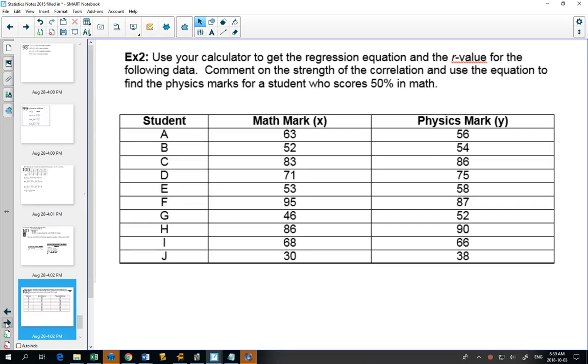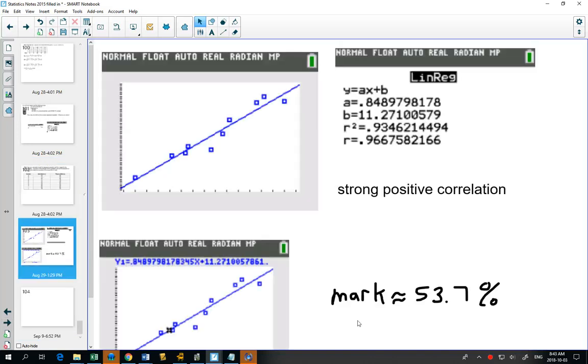So I'd like you to put these values into your calculator. Did you get results like this? So there's my line of best fit. R value came out to 0.97, which is really close to 1. So that is a strong positive correlation. And then you could enter a value and get a mark of 53.7 as an estimate. You have 53.8?